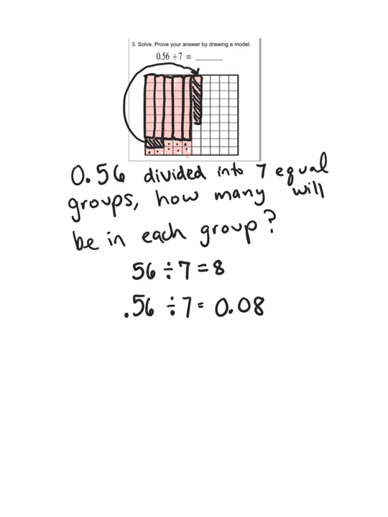And when I count up my groups, I can count 1, 2, 3, 4, 5, 6, 7 groups. So I have 7 groups of 8 hundredths.